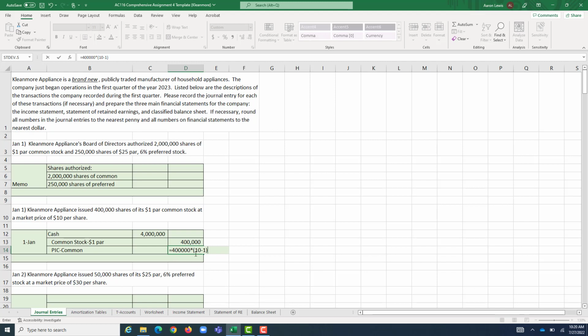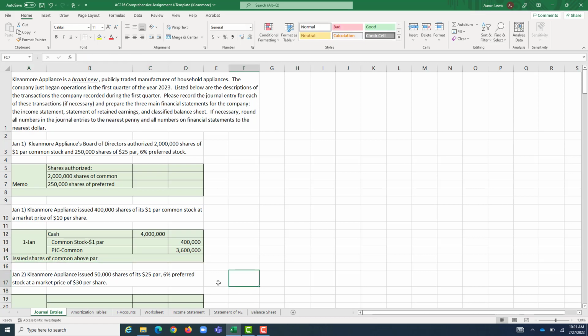If you're going to use that formula, you absolutely have to put the difference between your market price and your par value in parentheses. If you don't, it's going to multiply the 10 by the 400,000 first and then subtract 1 at the end, and you're going to get a number in the billions. That's not what you want, because you know your debits have to equal your credits. So if they don't, recheck your formula. But here we do. We got 4 million on the debit side, 4 million on the credit side. We are good to go. All we need is a description. Our description can say that we issued shares of common above par.